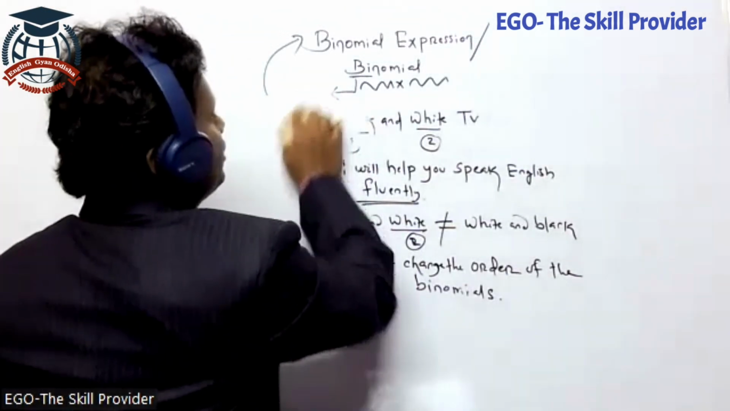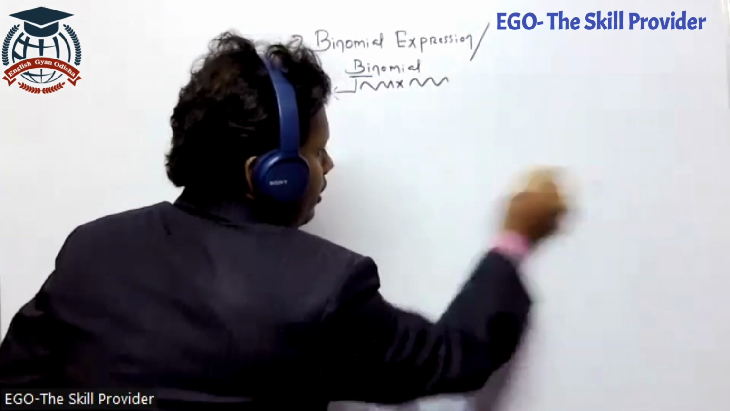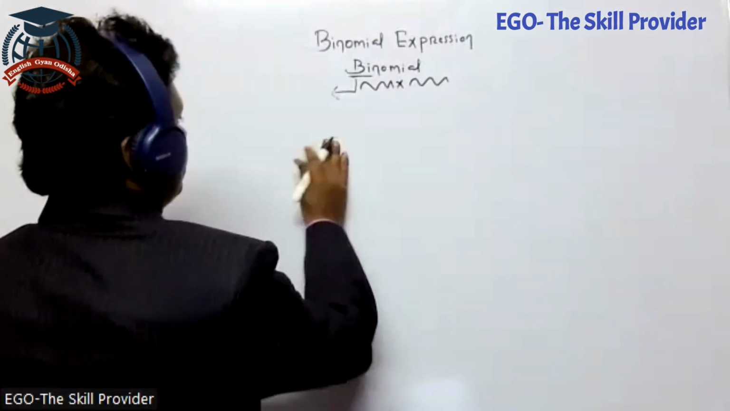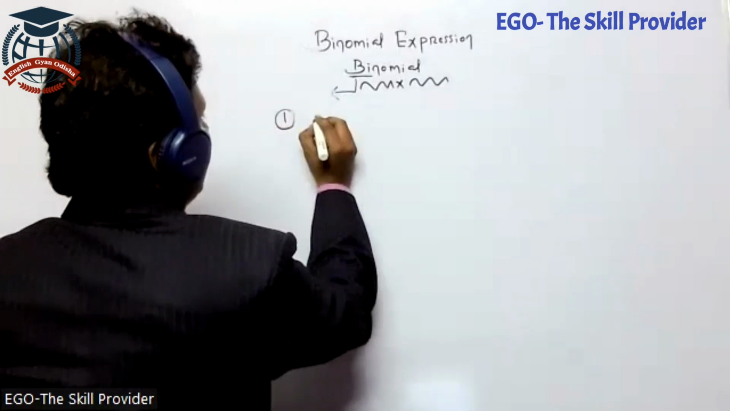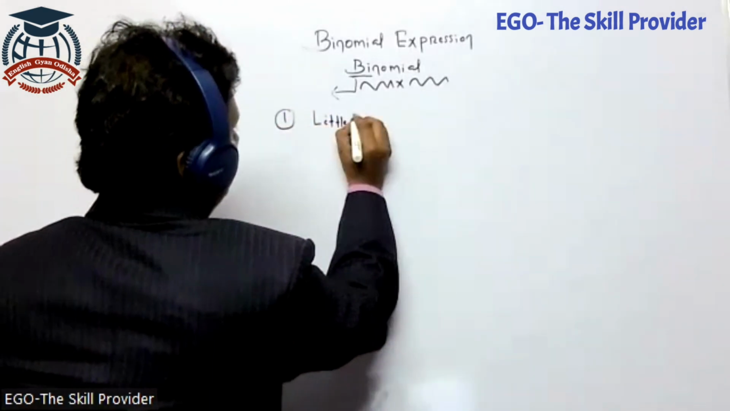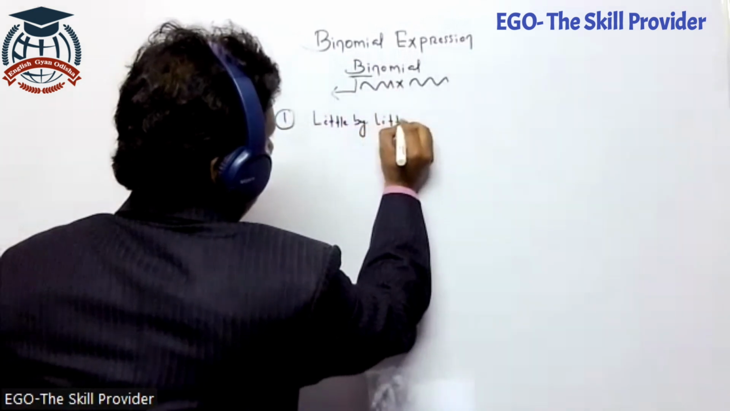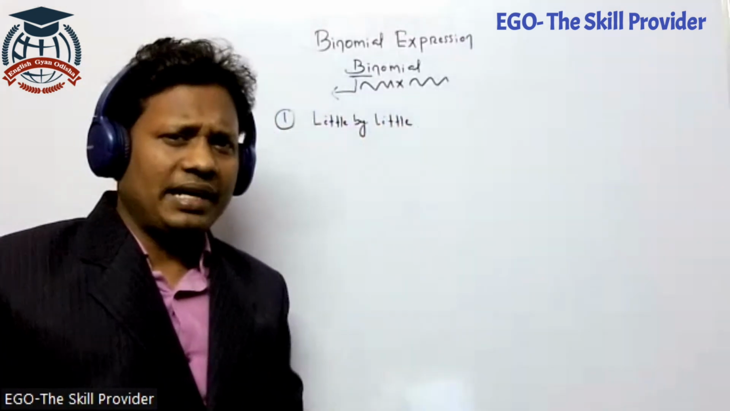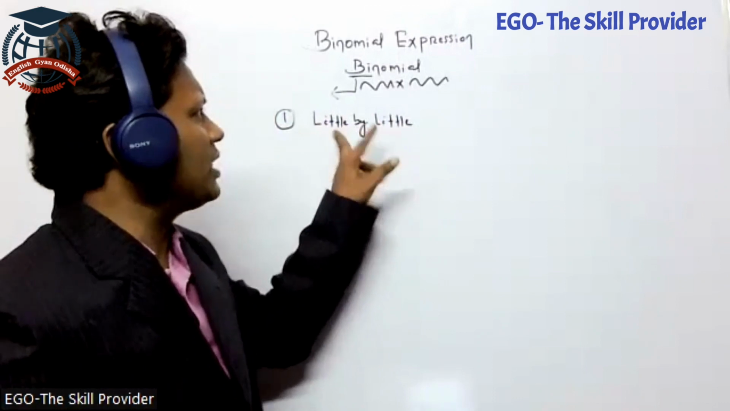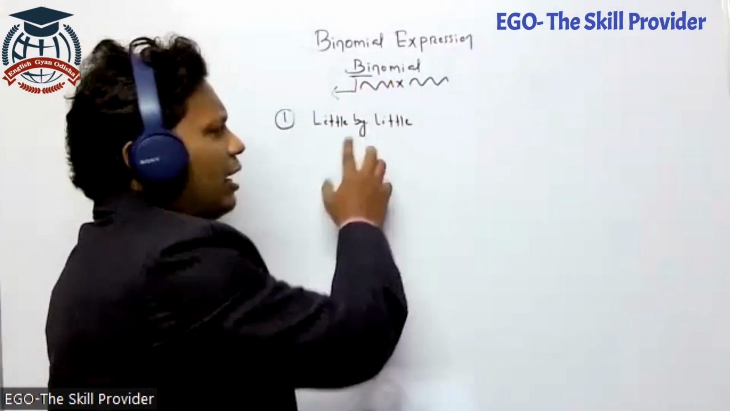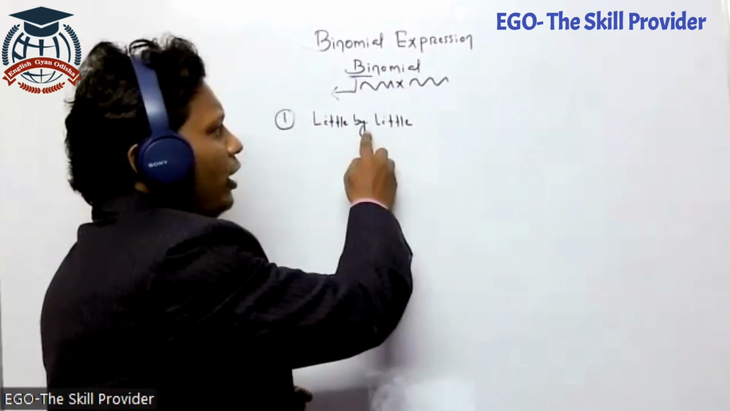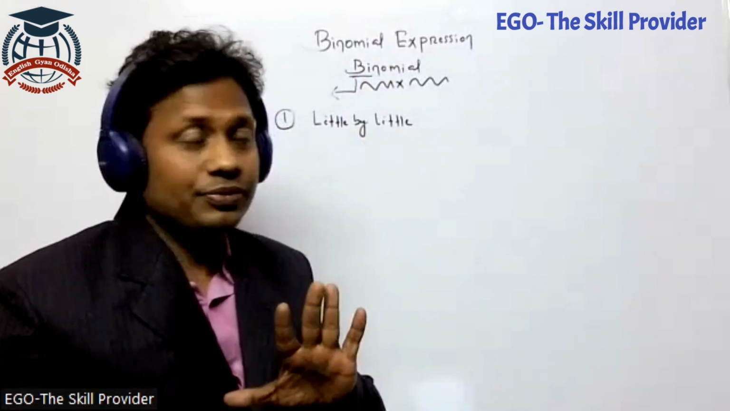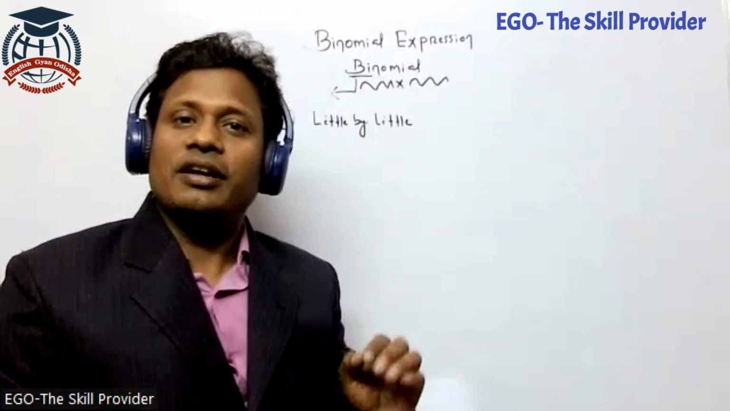So this is the binomial expression I already informed you about, right? And today I'm going to give you the first one: little by little. Okay, this is a binomial. Look, there are two words, you can say same words. It doesn't matter. So there are two words, and that's called a binomial, and they are joined by a small word. It can be by, it can be in, it can be or, it can be and, anything. It doesn't matter. So little by little is something called a binomial.